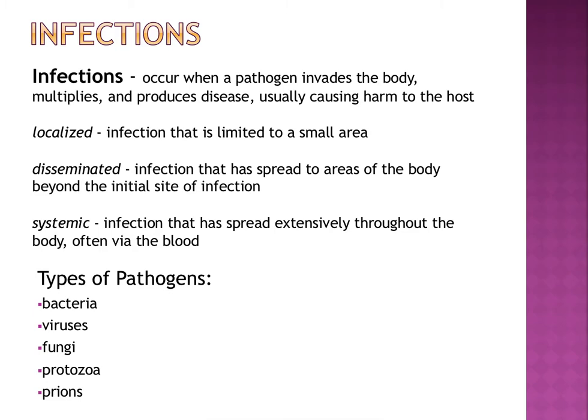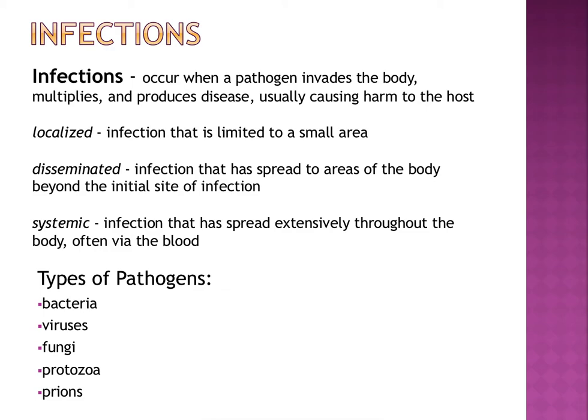Infections. Infections occur when a pathogen invades the body and replicates, right? And that infection causes harm to the host, if we're talking about it in a sci-fi way. So the host is the person, and there are 3 types of infections. Localized, so infection that's limited to a small area. So think about a small scratch or cut that is just in that particular area.